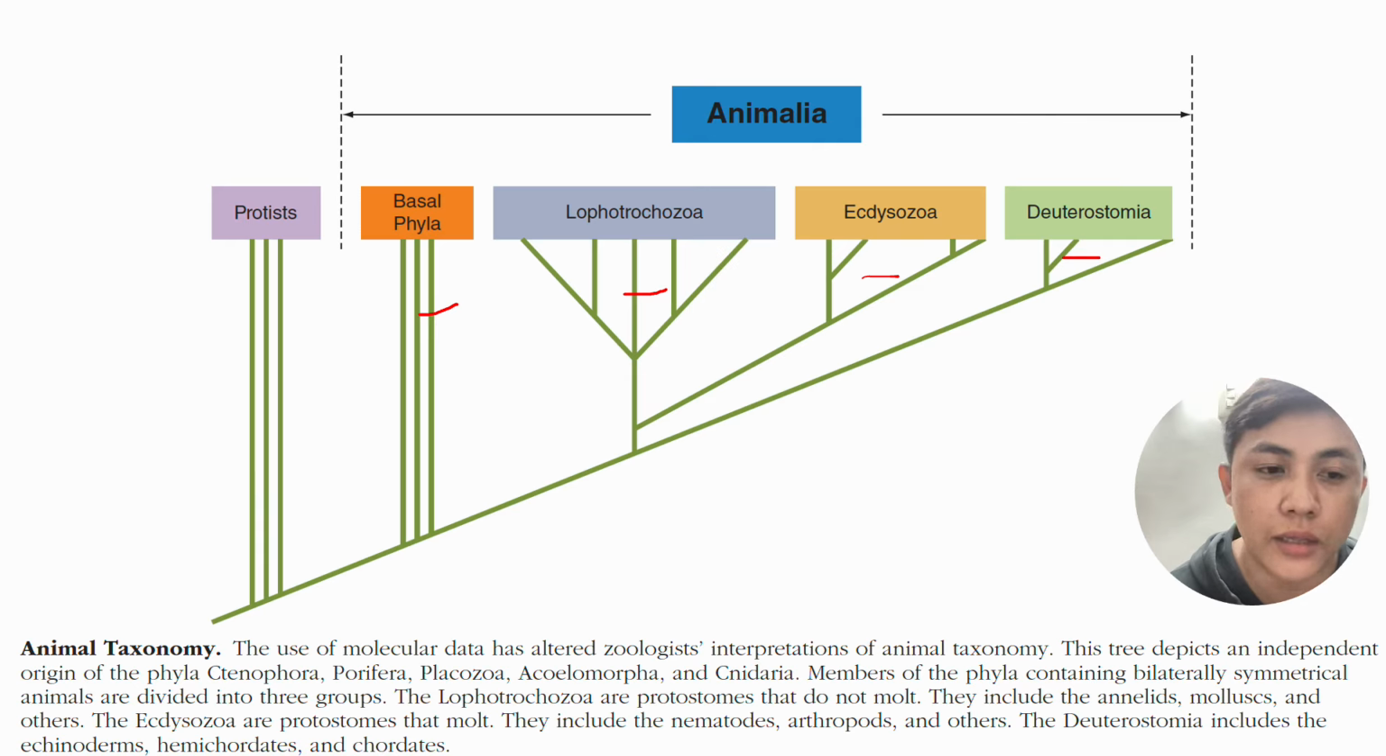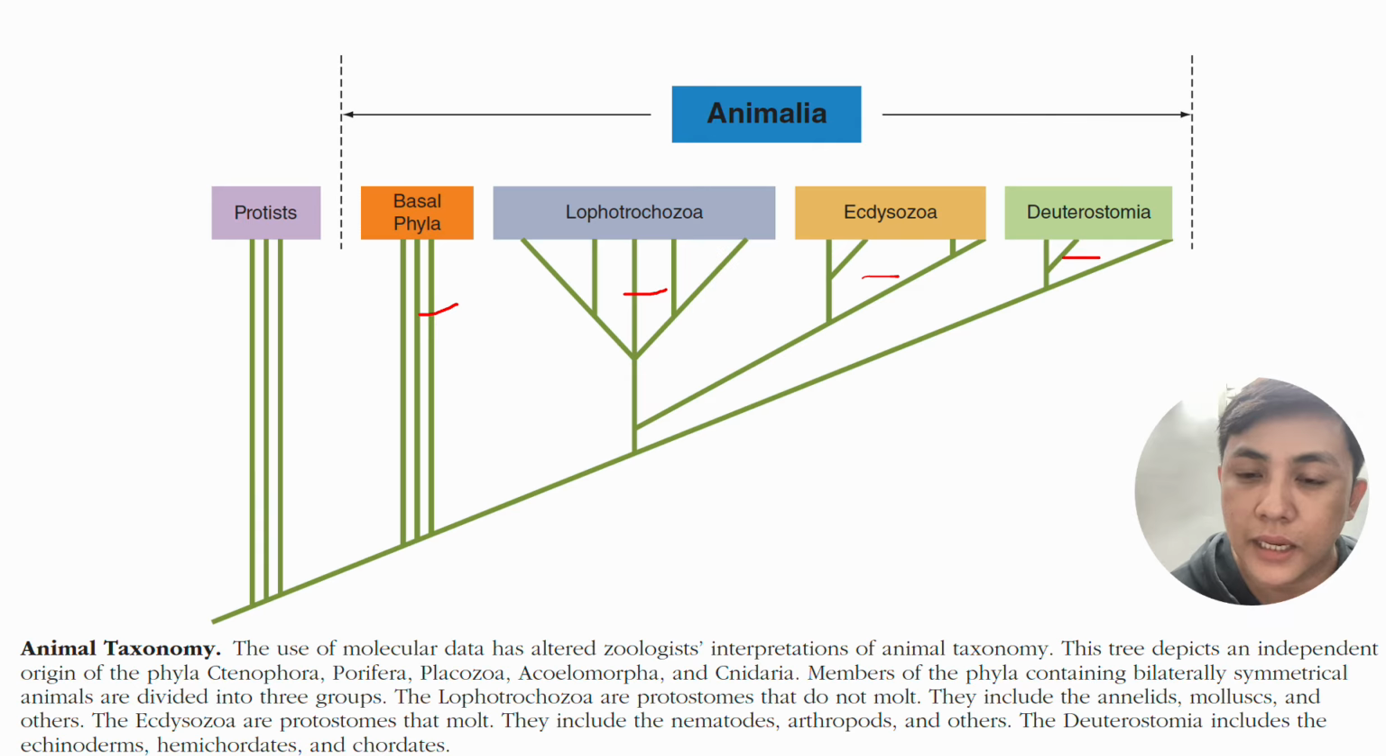The Ecdysozoa, on the other hand, are protostomes that molt. They include nematodes, arthropods, and others. The Deuterostomia includes echinoderms, hemichordates, and humans under chordates, or Chordata. Now, to summarize taxonomy and systematics, it allows us to organize the immense diversity of life in a meaningful way. By studying phylogeny and using tools like cladistics and cladograms, we can trace how organisms are related and how they evolved over time.